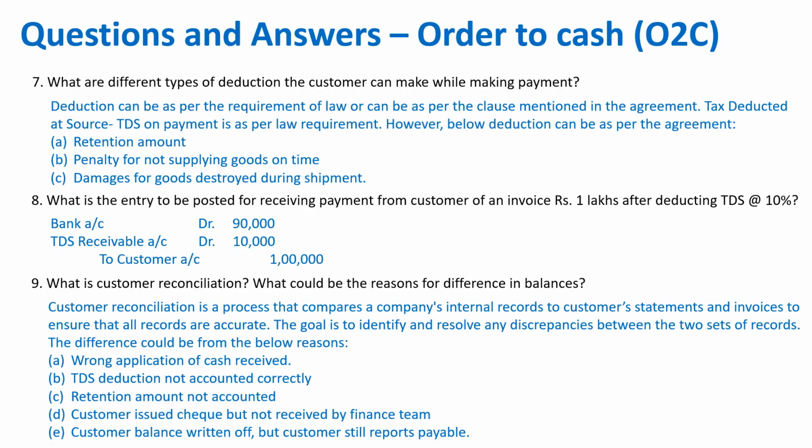Then next is retention amount not accounted. Next, customer issued check but not received by the finance team. When the customer issues a check, obviously he will show that payment is completed, and as the finance team has not received the check, the finance team will not record any bank receipt. And the last one is customer balance written off, but customer still reports payable. That means after many follow-ups, you saw that you are not able to collect the money, and you posted an entry to write off the customer balance. But when you see the statement from the customer, you find that the customer still reports payable to the supplier.